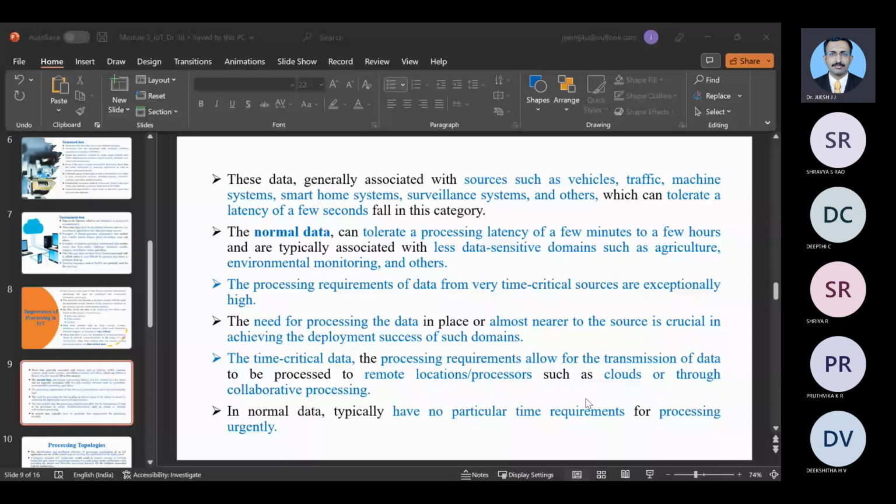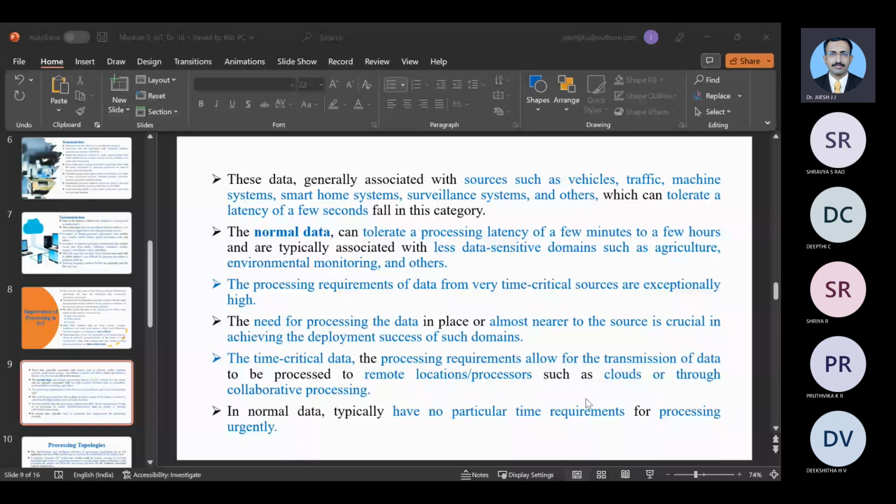So you can see now the processing topologies. What do you mean by processing topologies? Let us see: identifying and intelligent selection of processing requirements. There will be many requirements. We have two major classifications also here. One is called on-site and another is called off-site.